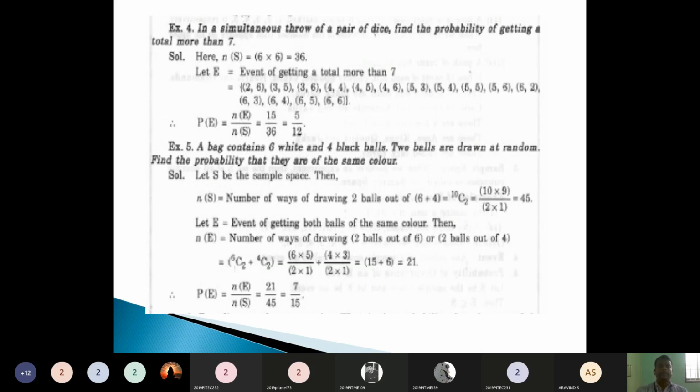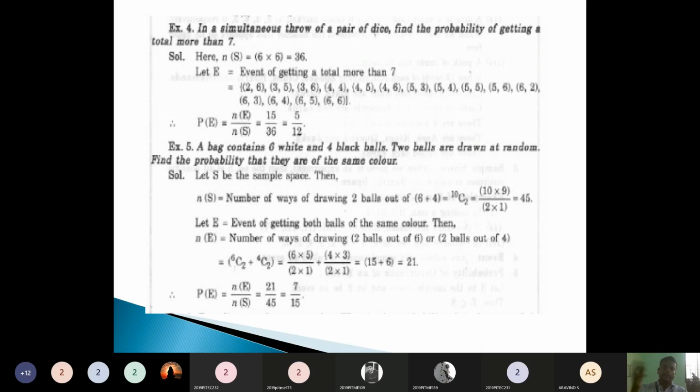Okay, some other problems you can see. In a simultaneous throw of a pair of dice, find the probability of getting a total of more than 7. A pair of dice means 2 dice thrown. When you throw 2 dice, the sample space has 36 different possibilities. When you throw 2 coins, you may get head-tail, head-head, TT, and so on, a total of 4 sample points. But when you throw 2 dice, the first die has 6 surfaces and the second die has 6 surfaces, and the numbers on the top surfaces of both are what count.